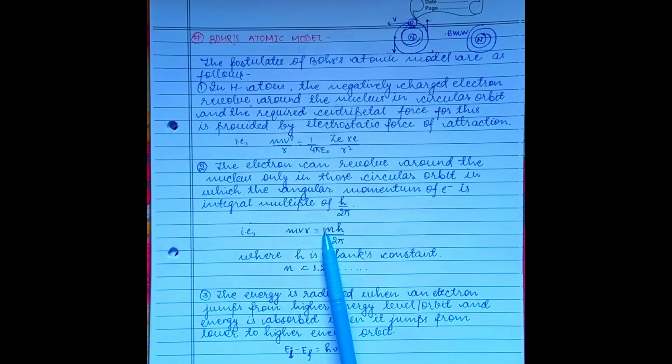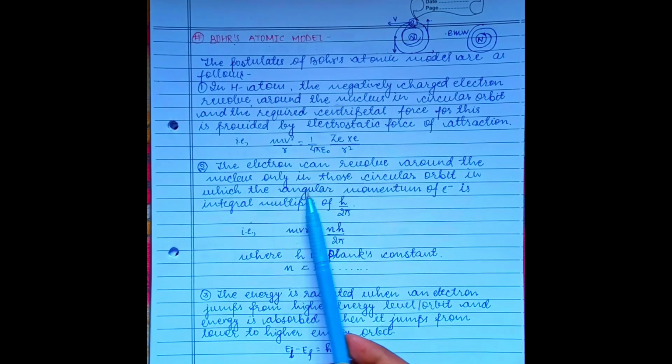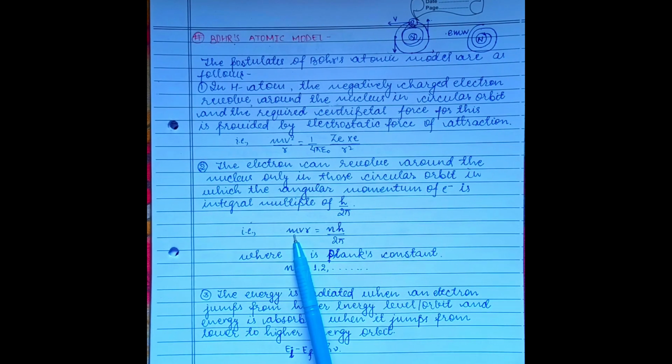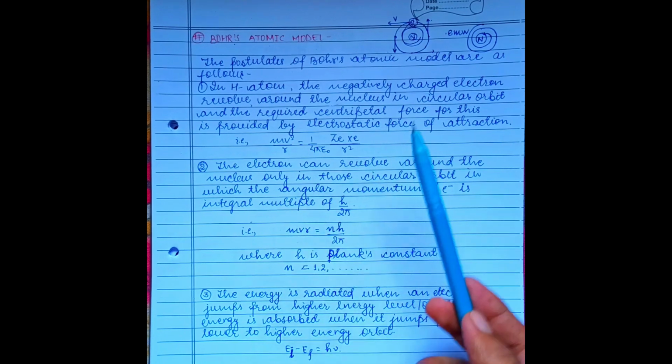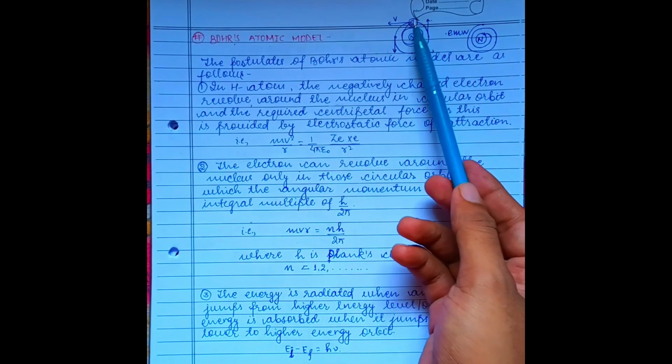Here n is equal to any integer, that is 1, 2, 3, 4, and h is the Planck's constant. This integral multiple of h upon 2 pi will be equal to the angular momentum of the electron, that is m into v into r, where m is the mass of the electron, v is the velocity of the electron, and r is the radius of the orbit in which the electron is revolving.